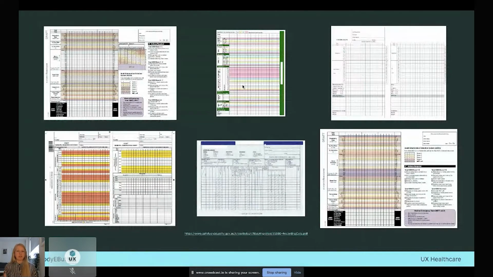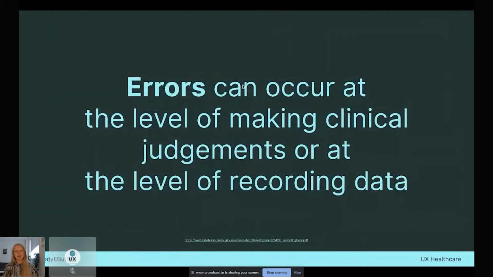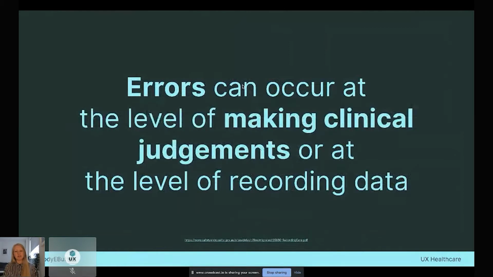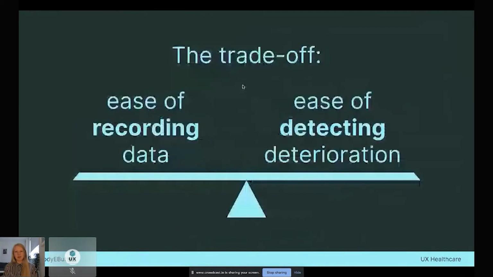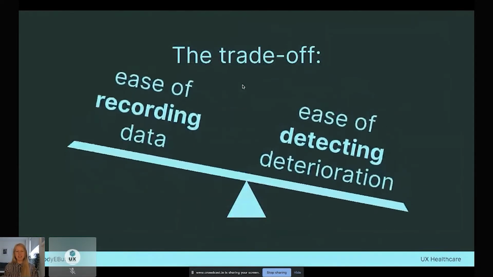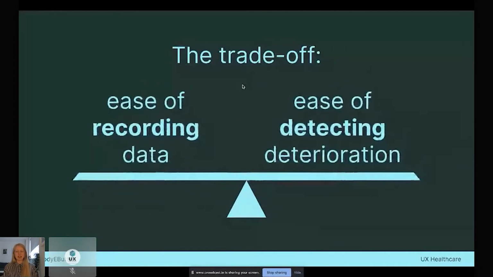And they found a lot of interesting things in this study, and there's been a lot of other research done on this area as well. But something that really stuck out to me was that errors can occur at either the level of making clinical judgments or at the level of recording data. And furthermore, they found that there seems to be some type of trade-off between the ease of recording data and the ease of detecting deterioration. And so the graphs that were good at one of those were not very good at the other.